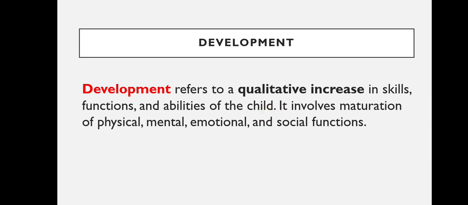So if you look at that one, it was quantitative. Quantitative deals with numbers. Okay. However, qualitative doesn't look at numbers. Qualitative looks at theories, knowledge, intelligence of someone. That's what qualitative looks at. Okay. So development refers to a qualitative increase in skills, functions, and ability of the child. Okay. So we mean it involves maturation of physical, mental, emotional, and social functions.